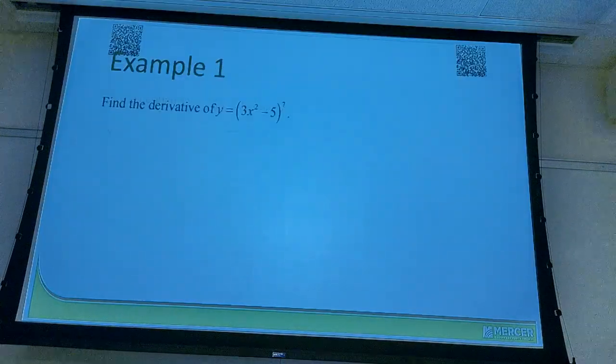Chain rule. Let's Pascal's triangle. You could. I mean, you could expand that out. So look, big picture. What kind of function are we dealing with? Big picture. Power. It's a power function, right?